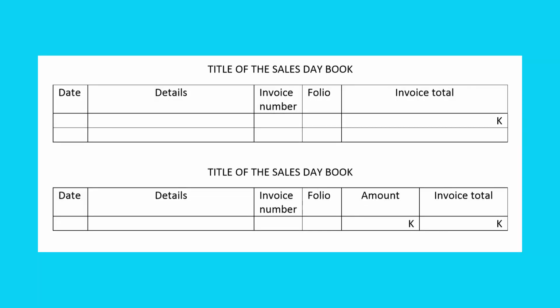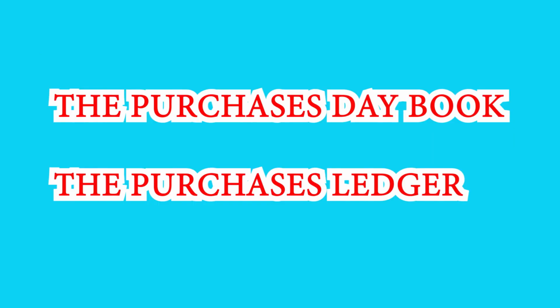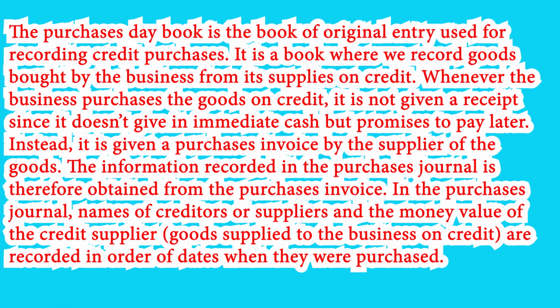Let us now look at the purchases daybook and the purchases ledger. The purchases daybook is a book of original entry used for recording credit purchases. It is a book where we record goods bought by the business from its suppliers on credit. Whenever the business purchases goods on credit, it is not given a receipt since it does not give immediately cash but promises to pay later.